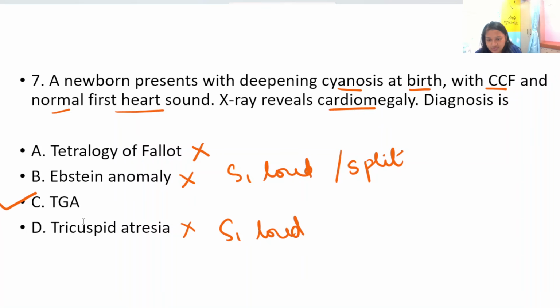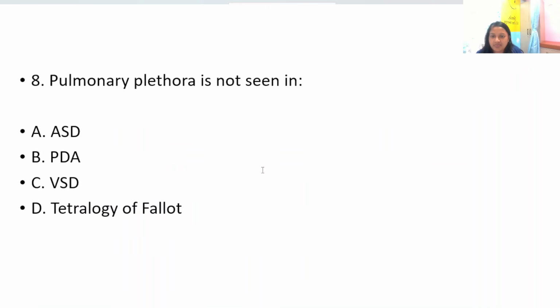Those two clues point towards TGA as the answer to this question. Pulmonary plethora is not seen in, your options are ASD, PDA, VSD and Tetralogy of Fallot. Now here plethora means increased blood flow. So increased blood flow to the lungs is seen in left to right shunts. ASD, PDA, VSD all are left to right shunts. So pulmonary plethora is seen in these.